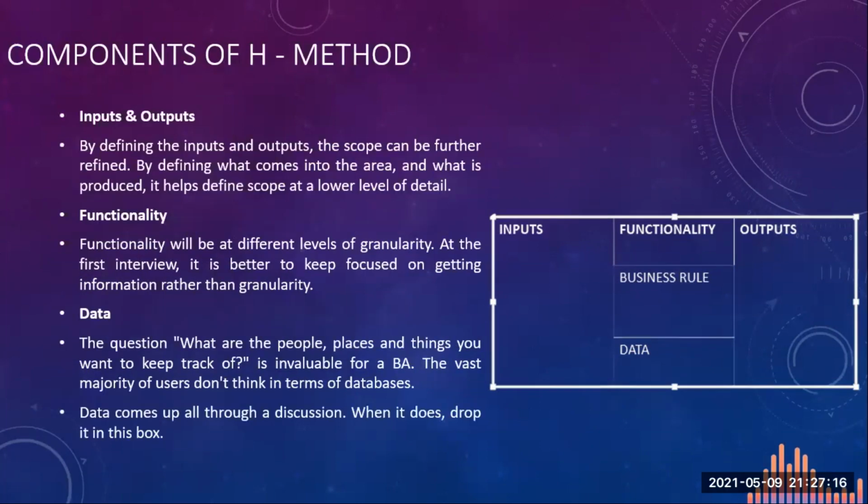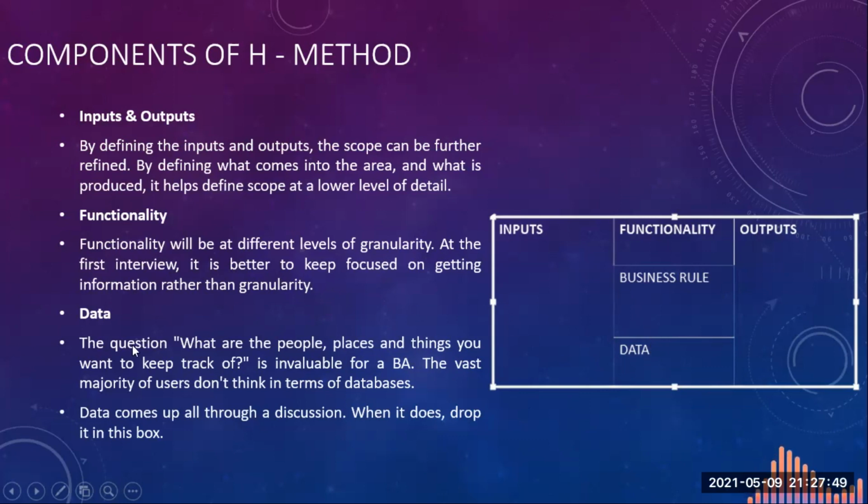Now let's look at what are the components of this H method. So on the left hand side, we have inputs. Now by defining the inputs and outputs, the scope can be further refined. By defining what comes into the area and what is produced, it helps define the scope at a lower level of detail. In the middle, we have functionality, business rule, and data. Now functionality will be at different levels of granularity. At the first interview, it is better to keep focus on getting information rather than granularity.